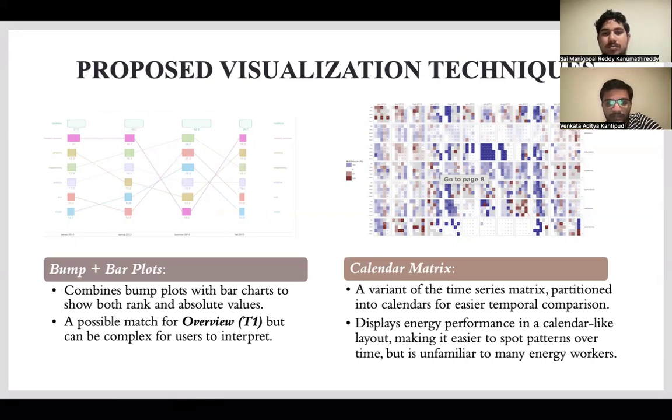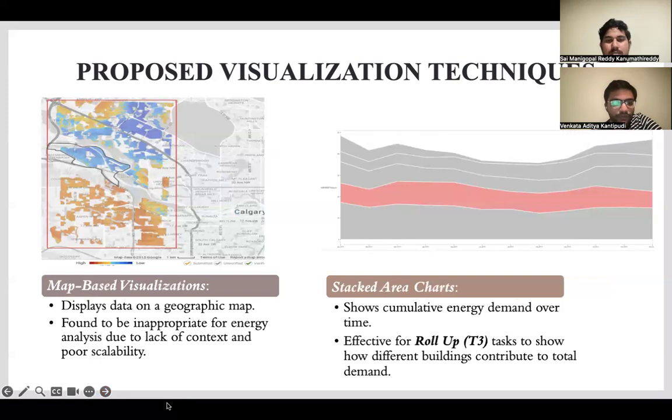And while seeing calendar matrix, it is a variant of time series matrix, and it shows day by day and month by month and year by year for various years for a particular building. When we go to map-based evaluations, it shows data on geographic map. For a particular area, we can have the data with colors plotted.